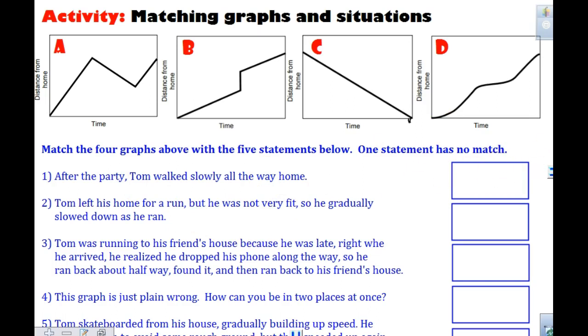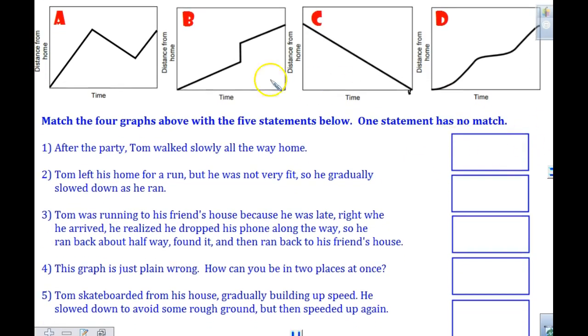Patrick, would you please start reading number 1? After the party, Tom walks slowly all the way home. Okay, Luden, want to read number 2? Tom left his home for a run, but he was not very fit, so he gradually slowed down as he went. Okay, Joseph, want to keep going? Tom was running to his friend's house because he was late. Right when he arrived, he realized he dropped his phone along the way. So he ran back about halfway, found it, and he ran back to his friend's house.